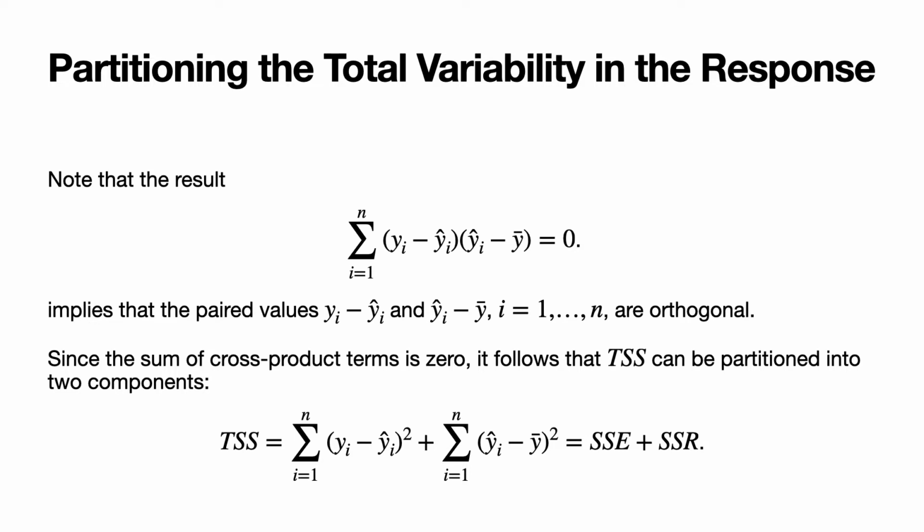So TSS is equal to the sum, i going from 1 to n, of the square of the differences between the observed values of y, y sub i, and the predicted values of y, y hat sub i, plus the sum of the squared values of the differences between the predicted value of y, y hat sub i, and the mean of the observed values of y, y bar. Now we call these two sums of squares SSE and SSR.